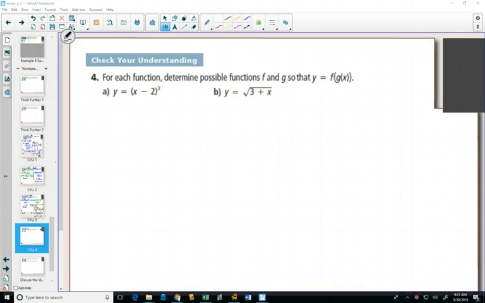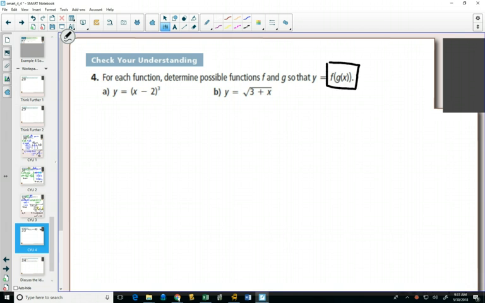Determine possible functions f and g so that y equals f of g of x. This is practicing seeing one function inside of another. The composition of functions, and this is a skill that's going to help you moving forward when you take calculus, is being able to recognize when one function is inside of another. That's what the composition of functions says.